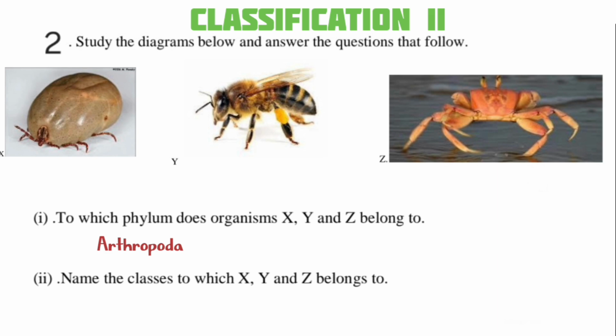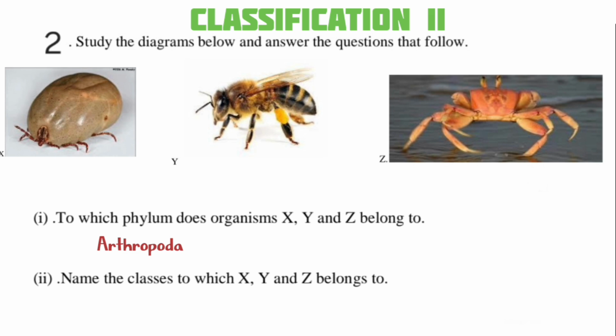So Roman 1, to which phylum do organisms X, Y and Z belong? We've answered that. That is Arthropoda. Roman number 2, name the classes to which X, Y, and Z belong. Now, all of these belong to the same phylum as stated. However, due to further differences in their structures, they are further classified into classes.